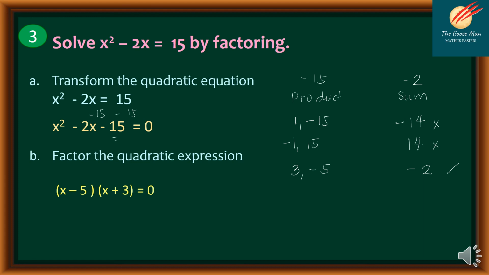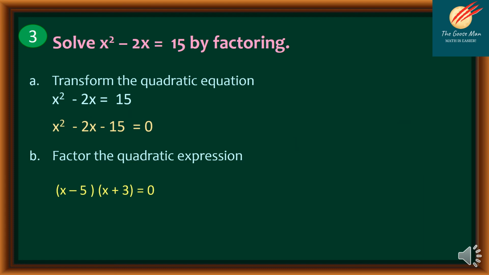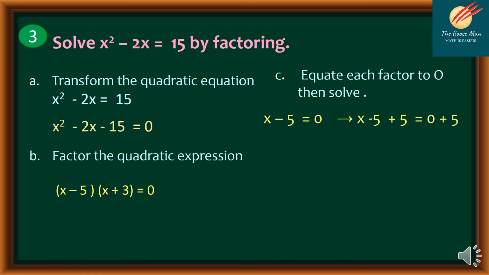Now that we found the factors of the quadratic expression, the next thing that we will do is equate each factor to 0, then solve. If I have x minus 5 equals 0, add both sides of the equation by 5. So I have now x is equal to 5. On the other hand, if I have x plus 3 equals 0, subtracting both sides of the equation by 3, I come up with x is equal to negative 3.